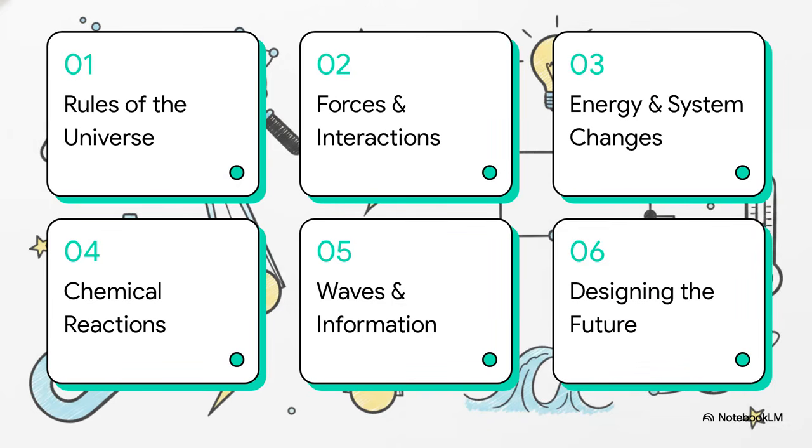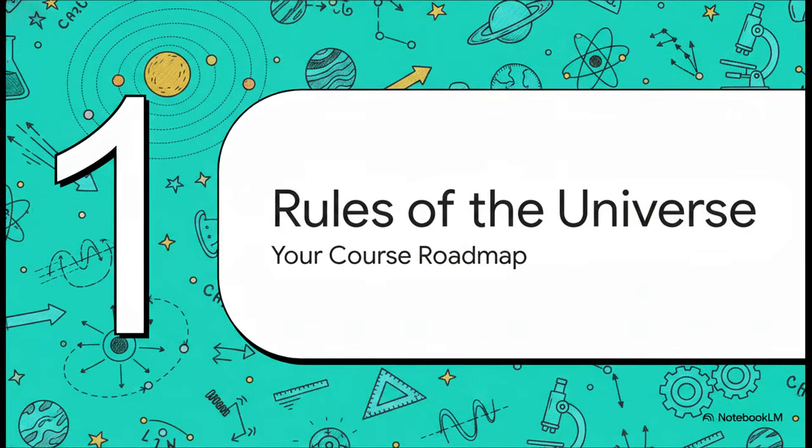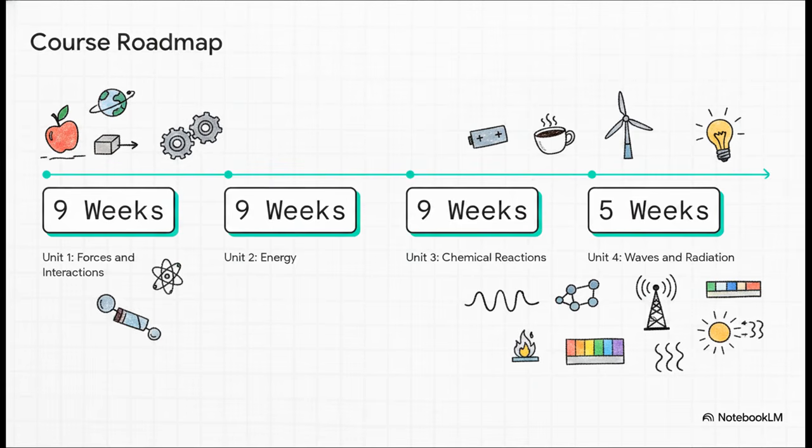We're covering the rules of the universe, forces and interactions, energy and system changes, investigating chemical reactions, waves and information transfer, and finally, designing the future. Okay, Section 1, the rules of the universe. Let's take a quick look at your course roadmap. Here is our 32-week journey. And while we cover a lot of ground, forces, waves, energy throughout the year, our absolute main focus today is going to be right there in Unit 3, where energy and chemical reactions perfectly overlap.